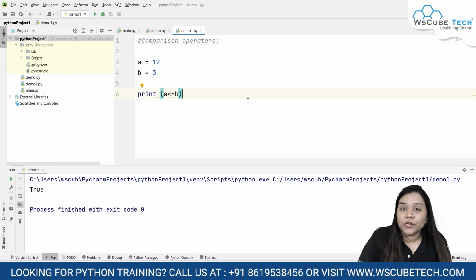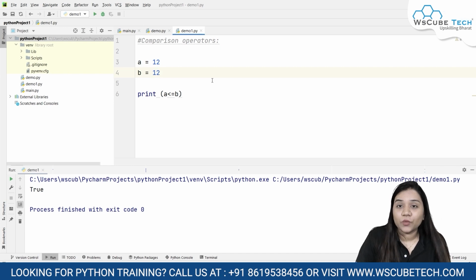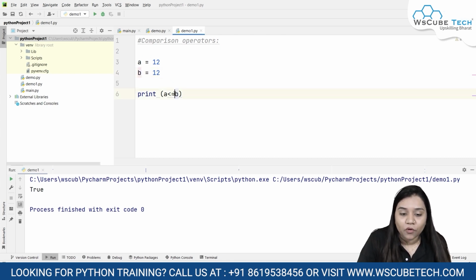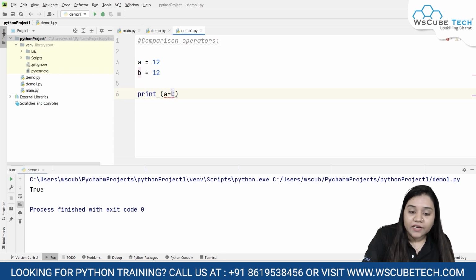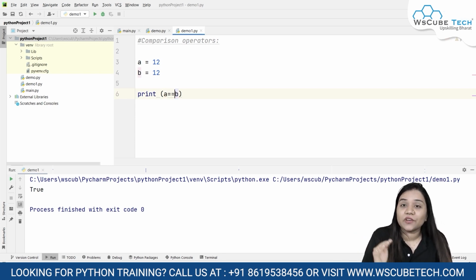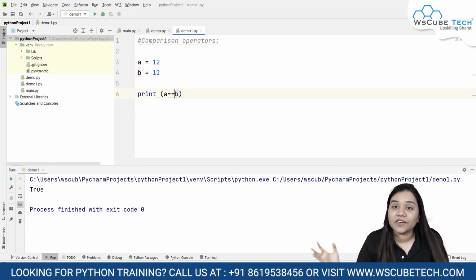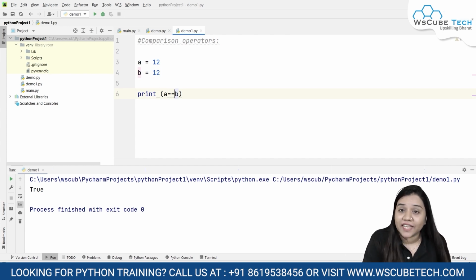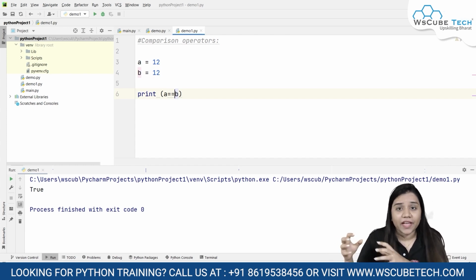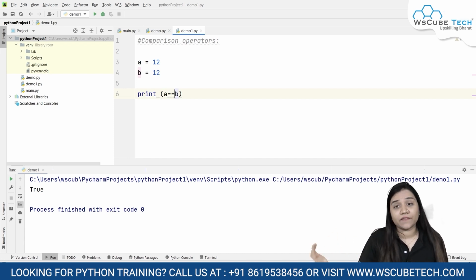Talking about equal to and not equal to. The next two operators that we have are equal to and not equal to. Let's first consider the case of equal to. If I want to check that the value inside A is equal to the value inside B, all I need to do is write A double equal B. Here we are not assigning A the value B, we are saying that the value inside A is equal to the value inside B. If it is yes, it will give us True. If it is a no, then it will give us False.